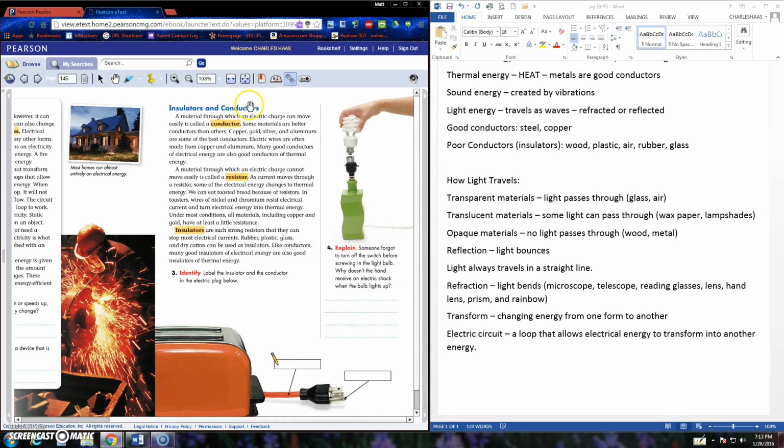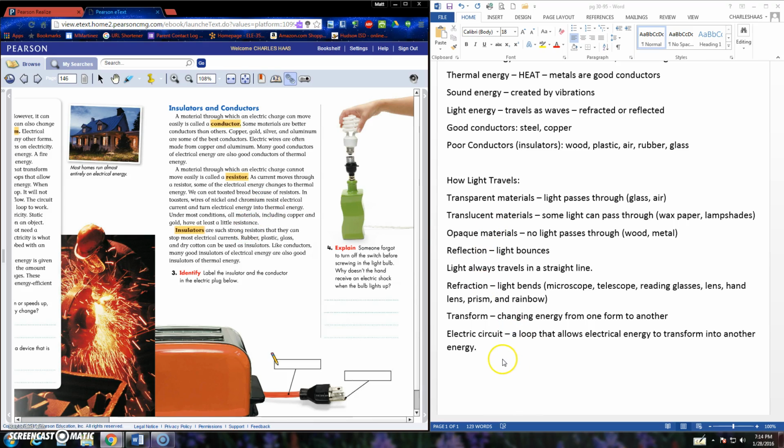Here's our word conductor, insulator. And here's one we haven't really talked about, a resistor. A material through which an electrical charge cannot move easily is called a resistor because it resists. As current moves through a resistor, some of the electrical energy changes to thermal energy. We can eat toasted bread because of resistors. In toasters, wires of nickel and chromium resist electrical current and turn electrical energy into thermal energy. Under most conditions, all materials, including copper and gold, have at least a little resistance. So there's a little bit about the resistor.